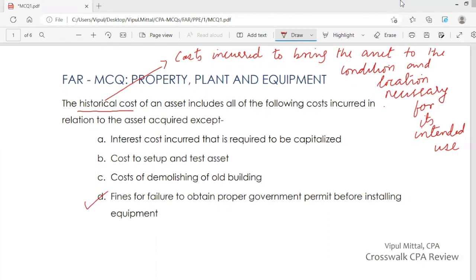This is because certain costs do not increase the asset's usefulness and are not considered necessary. And these costs are not capitalized and are not included in the historical cost. Such costs are recorded as an expense because these costs do not increase the asset's usefulness. These are not considered necessary. These are actually unnecessary cost. This cost is expensed. This is expensed and not capitalized. And this is not included in the historical cost. This is your answer.